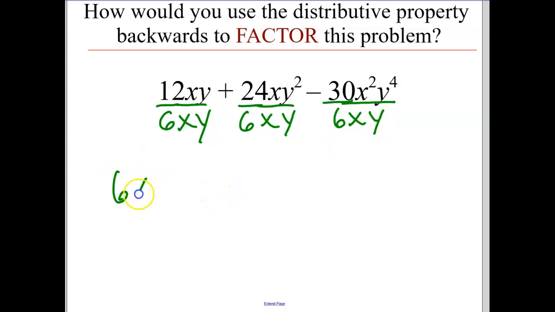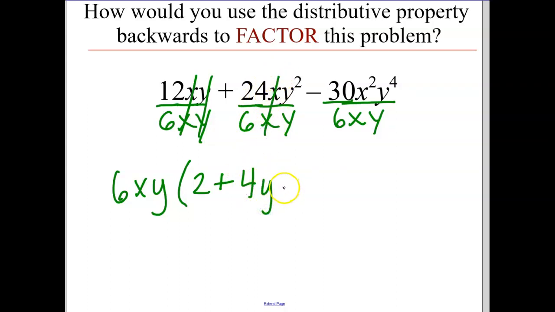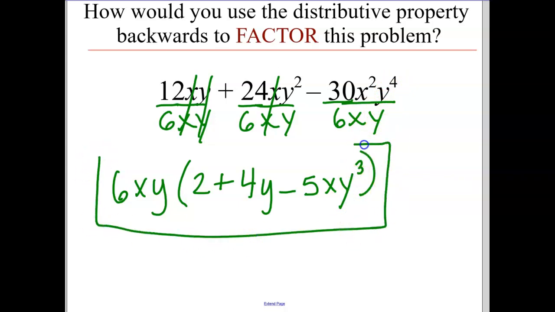So I'm telling everybody, hey, everybody, I'm taking out this 6xy from all of those terms from this trinomial. So 6 into 12 goes 2, x's simplify, y simplify. 6 into 24 goes 4, x simplifies, y, there will be 1 left on the top. 6 into 30 goes 5, 1x stays, and if there's 1 y on the bottom but 4 on top, I get 3 that stay there, and then I'm done.